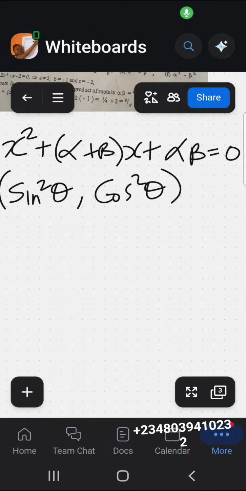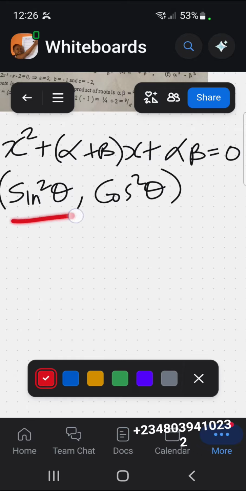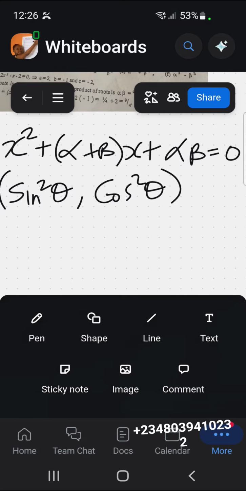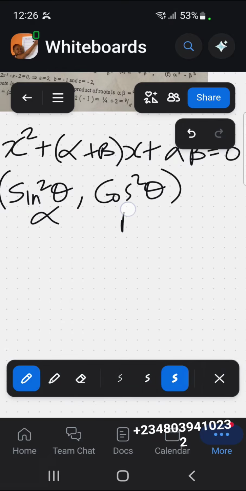For this question, we're also forming an equation with these roots, sine square theta and cos square theta. So this is alpha and then this is beta. Okay, so alpha, beta. Now we need to know that this will lead us to trigonometric identities. If you don't know that, you will need to watch my video on trigonometric identities. But I will just say a few things here.